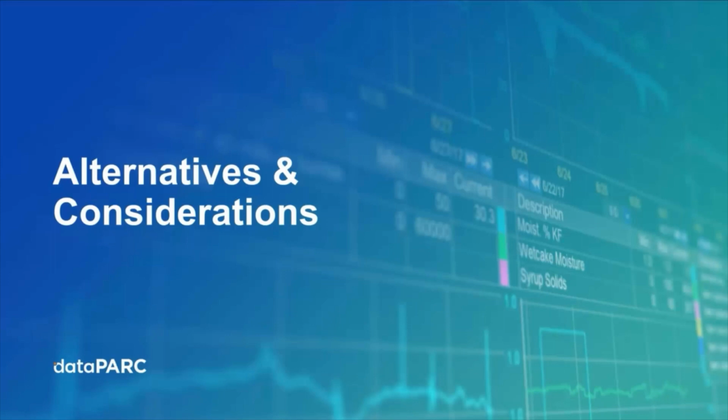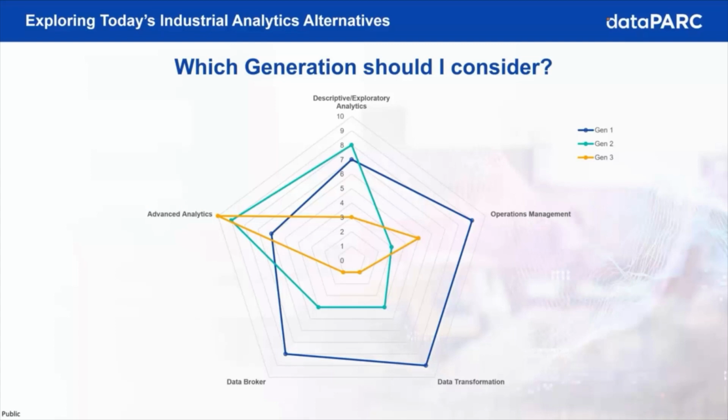So now if we look at what are the alternatives and considerations, that wraps up the first part of our presentation. And now we're getting into, as you're looking at alternatives, where do you go? The first question is which generation should you consider? As you can see, it can be tempting to think, well, Gen 1, ProcessBook and Vision, firmly in that generation. Do I need to keep a Gen 1 application, or do I need to just move to Gen 2 and Gen 3? But you can see there is certainly some white space that Gen 1 provides really well.